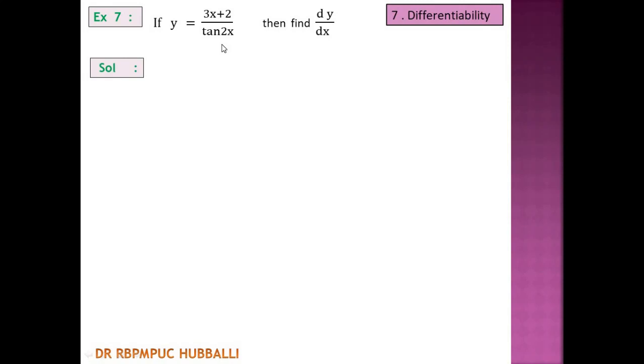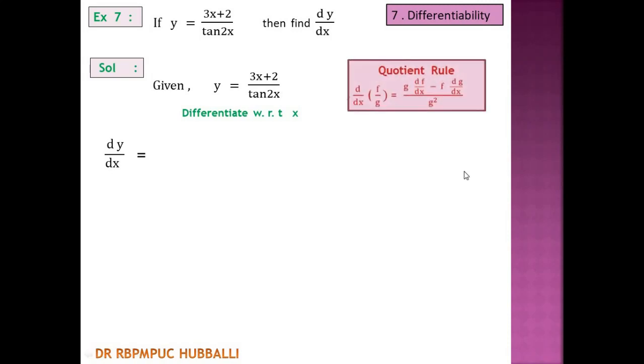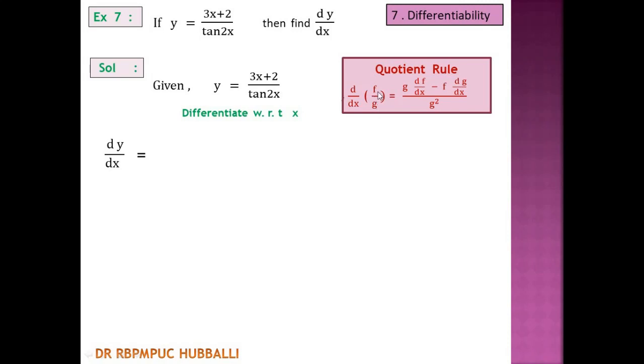Okay, go for the next example. If y is equal to, now division form, y is equal to 3x plus 2 divided by tan 2x, then find dy by dx. So first write the given function, differentiate with respect to x. So the left side is dy by dx is equal to, so I recall the derivative of the quotient rule, that is f upon g: g into d by dx of f, that is the numerator term derivative, minus f as it is, that is the numerator function, d by dx of g, the denominator derivative, and the square of the denominator.